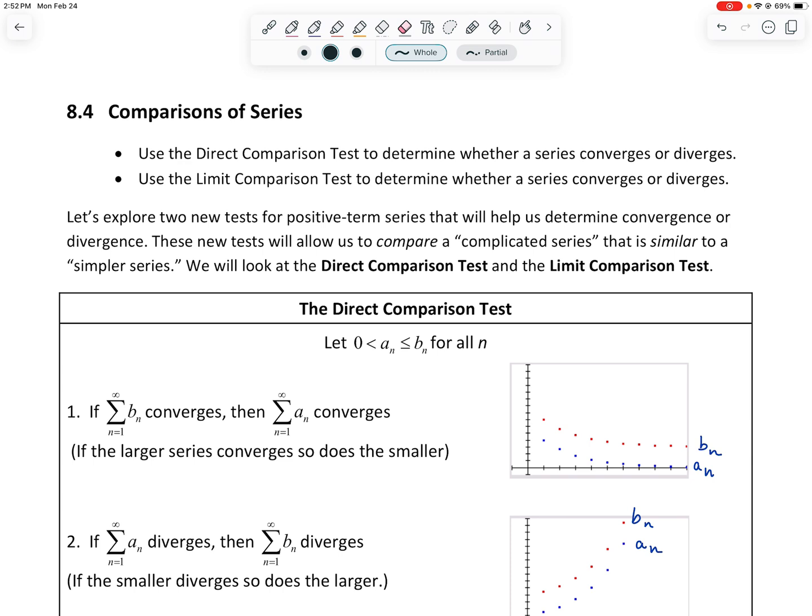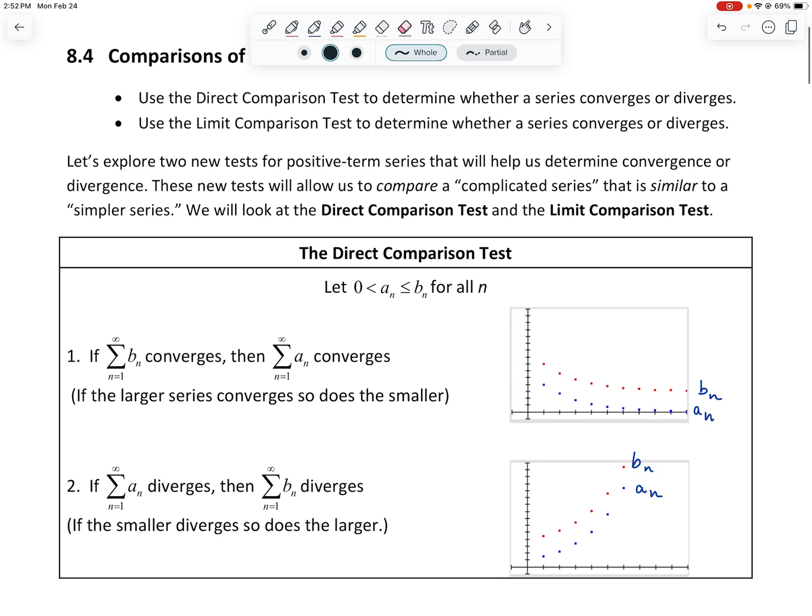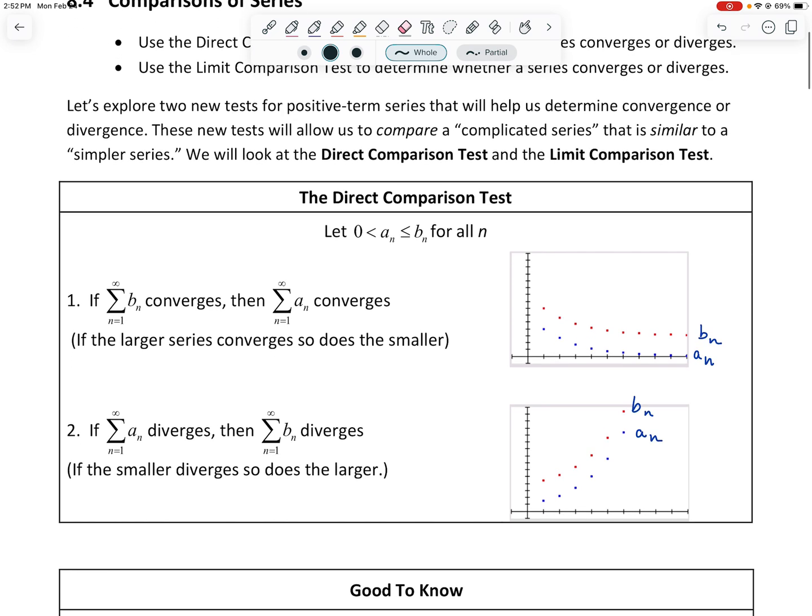Okay, so two new tests for positive term series that'll help us determine convergence or divergence of the series. And what they're going to allow us to do is compare our complicated question to a similar series that's simpler that we know how to evaluate pretty quickly. And so we'll start with the direct comparison test.